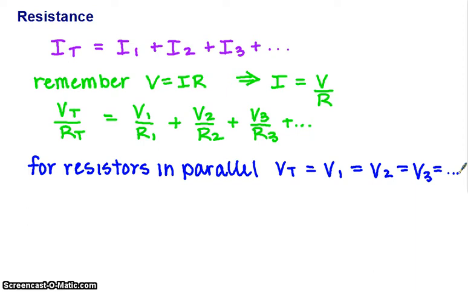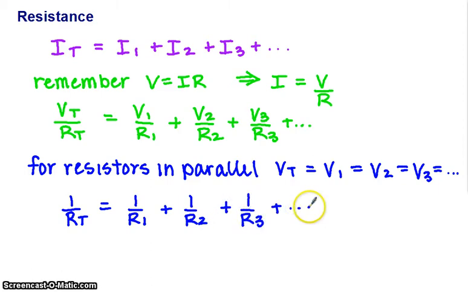So if we combine these ideas, V total is equal to V1 is equal to V2 is equal to V3, we can essentially reduce the equation by V and end up with 1 over RT equals 1 over R1 plus 1 over R2 plus 1 over R3 for as many resistors that we have connected in parallel.